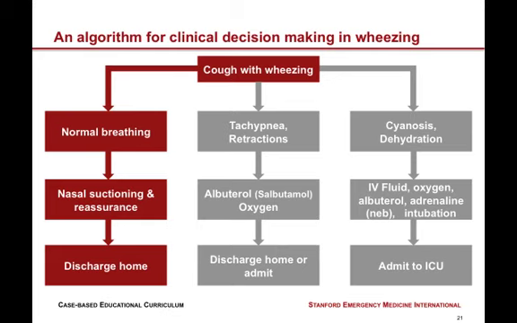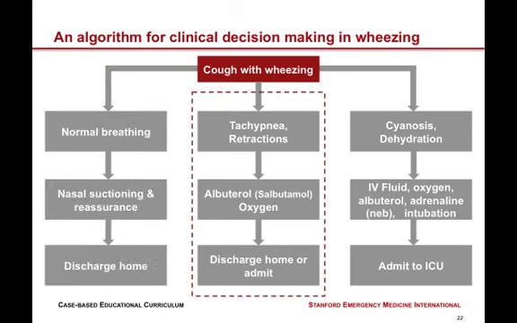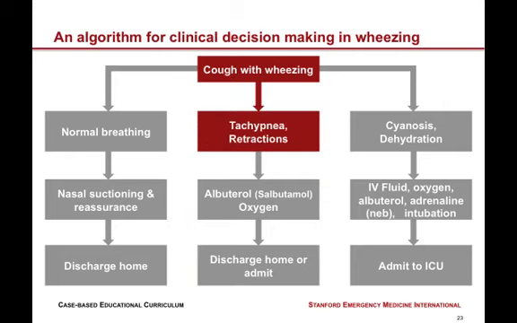Our patient would fall more in the middle category. He had tachypnea and retractions. He had hypoxia and is going to need our assistance with oxygen and maybe some albuterol. This is when it's very important that we get the oxygen saturation as soon as the child arrives, so we know that he's hypoxic. Go ahead and give the oxygen. We can give him the albuterol and see how he does.